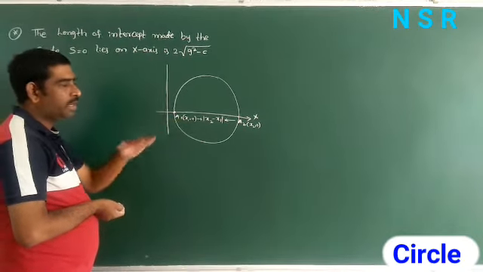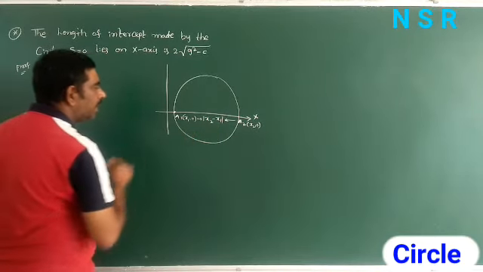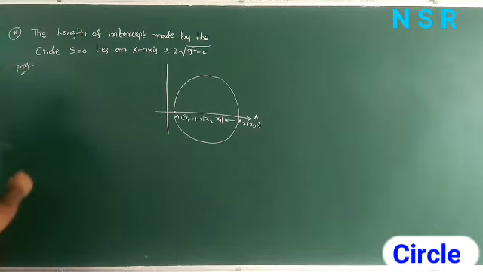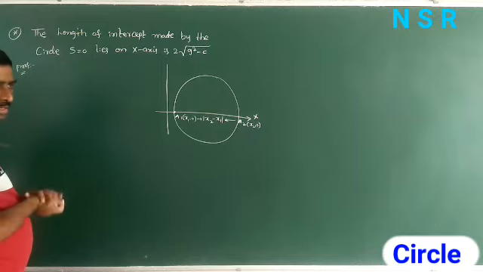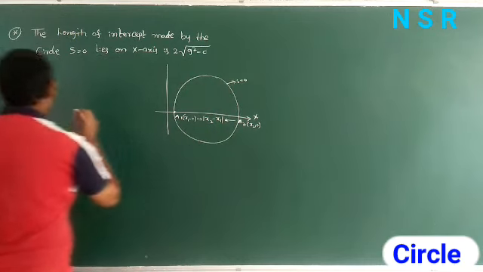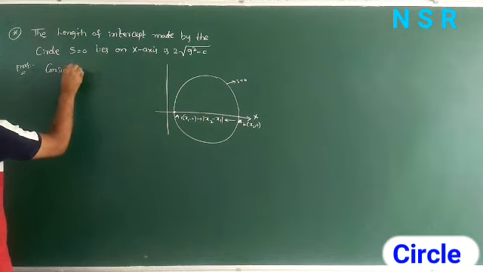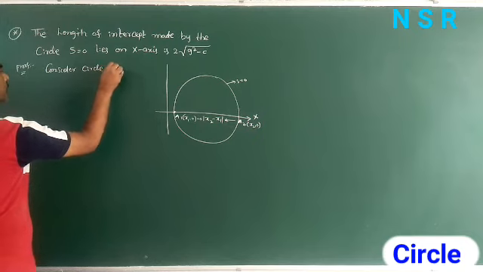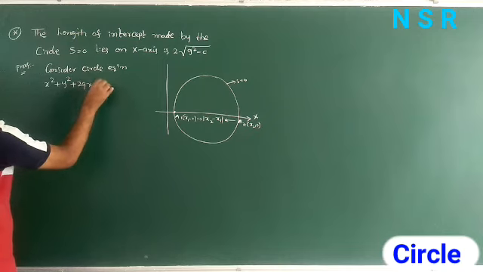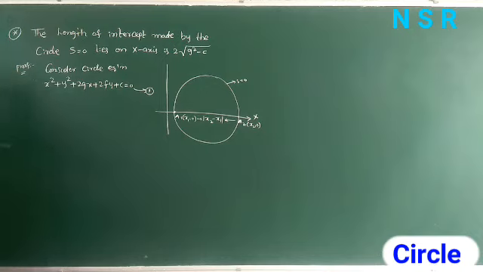So now we have to find the value of mod x2 minus x1, which is the length of A1A2. Here, the length of the intercept made by the circle S equal to 0 on the x-axis. Consider the circle equation x square plus y square plus 2gx plus 2fy plus c equal to 0. Take it as equation number 1.